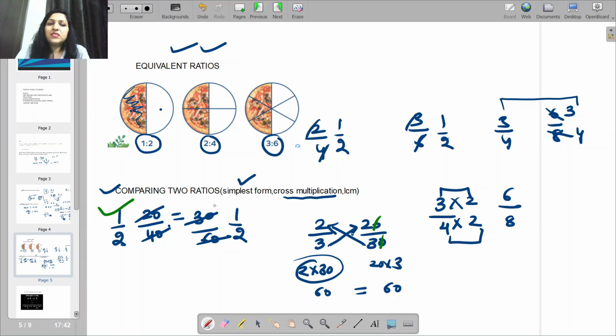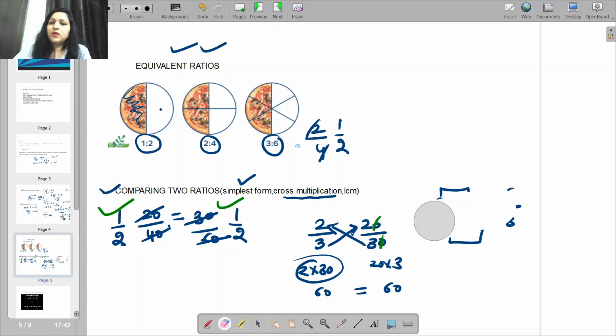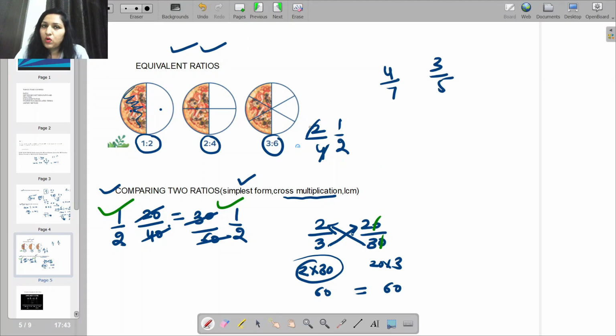या तो आप दोनों का सिंपलेस्ट फॉर्म निकालो या फिर आप क्रॉस मल्टीप्लाई करके देख लो. अगर दोनों साइड इक्वल आती हैं तो इक्वल है, अदरवाइज नॉट. Let's take an example. I have two ratios 4/7 and 3/5. मुझे जानना है if they are equal or not.